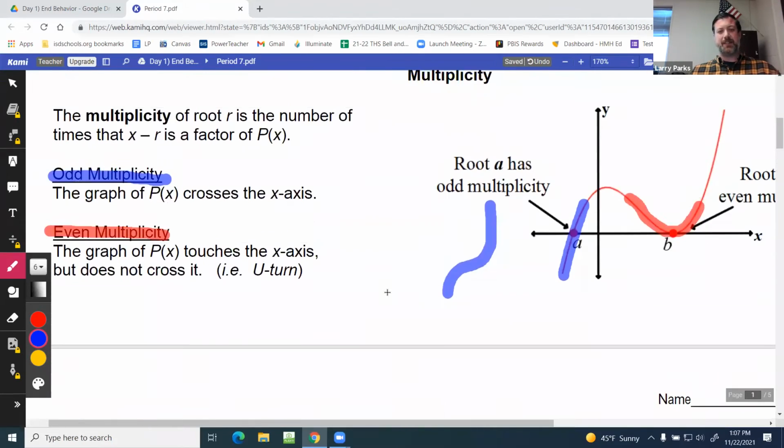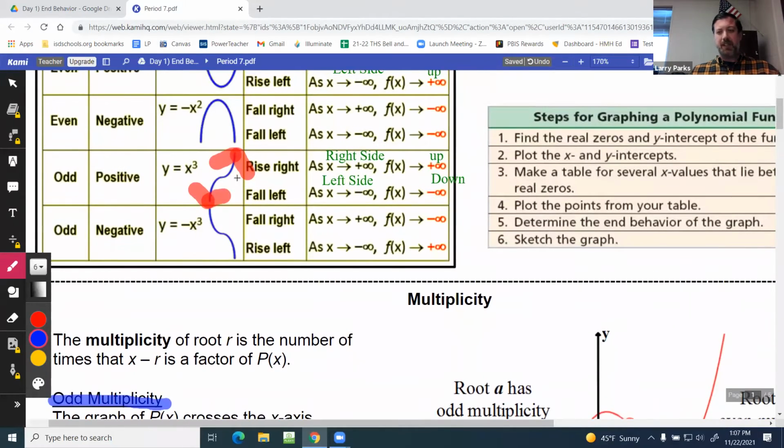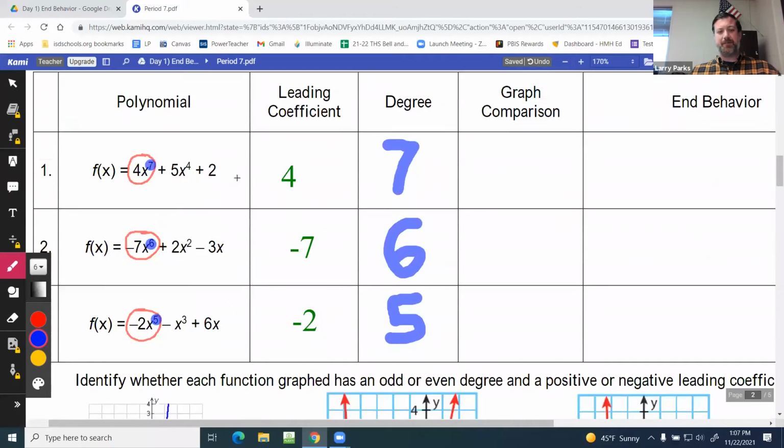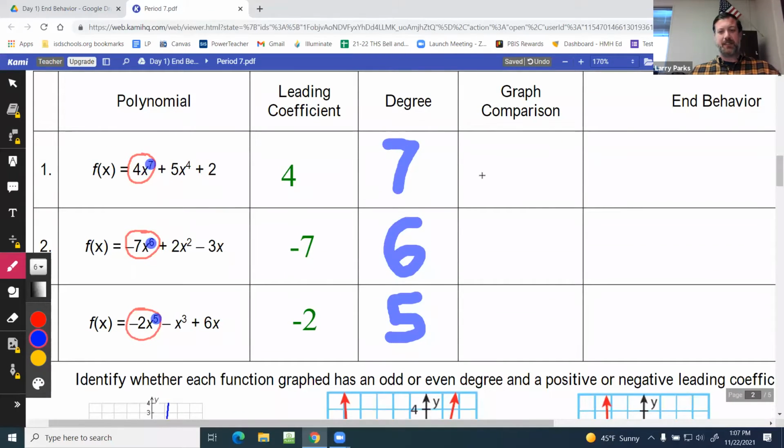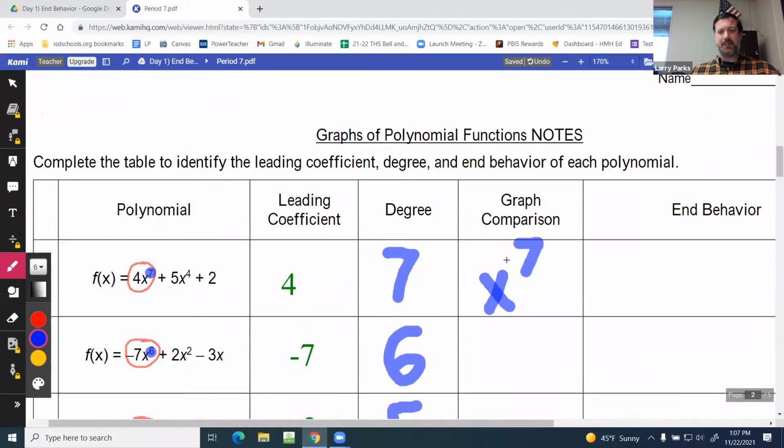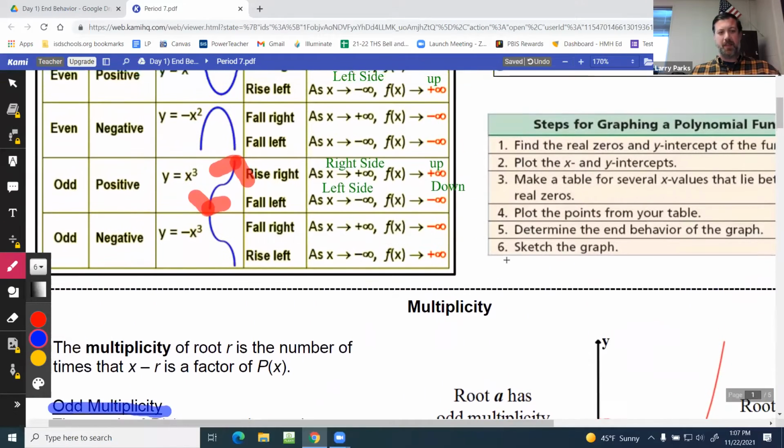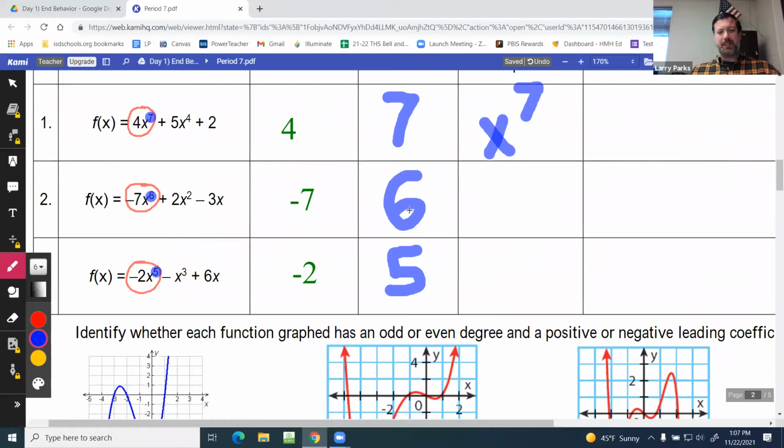Now, graph comparison. You're going to compare that to x to the 7th. You're going to compare that to x to the 6th, or you could say -x to the 6th. I don't really like the graph comparison part. I don't think it's really worth it. And then here, -x to the 5th.